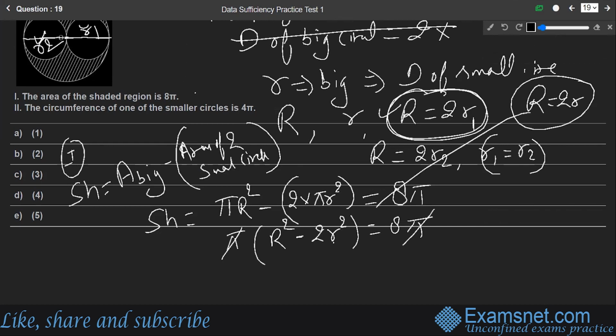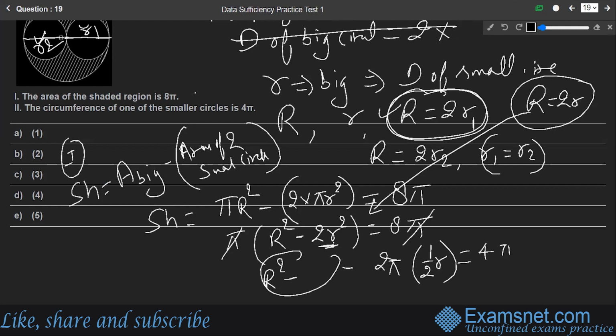So if we replace this thing in here, in place of r we are supposed to find out the area of the larger circle, so we'll replace it for 2r. So r square minus, in place of 2r square, what we can write? See, the radius of the bigger circle is capital R square and the radius of the smaller circle is small r square. So clearly by using this we can find out that 2 pi into half of r, because that is the radius of the smaller circle, is equal to 4 pi, because ultimately it was 8 pi.